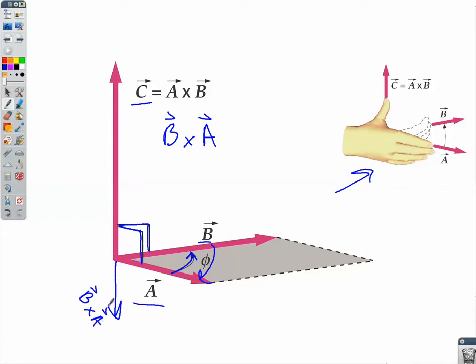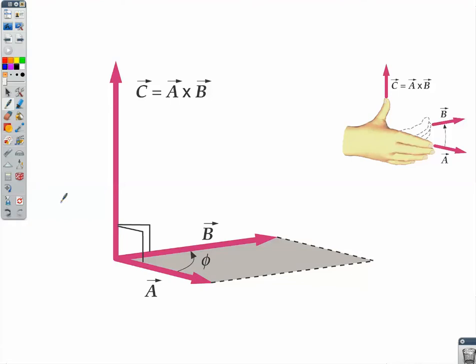It's going to be equal in magnitude, because it's still going to be the magnitude of B times the magnitude of A times the sine of the angle between them. But our thumb is going to point downward. So that leads to the fact that A cross B is equal to the opposite of B cross A. That property is different from the dot product. A dot B is equal to B dot A, but it's not true for the cross product.